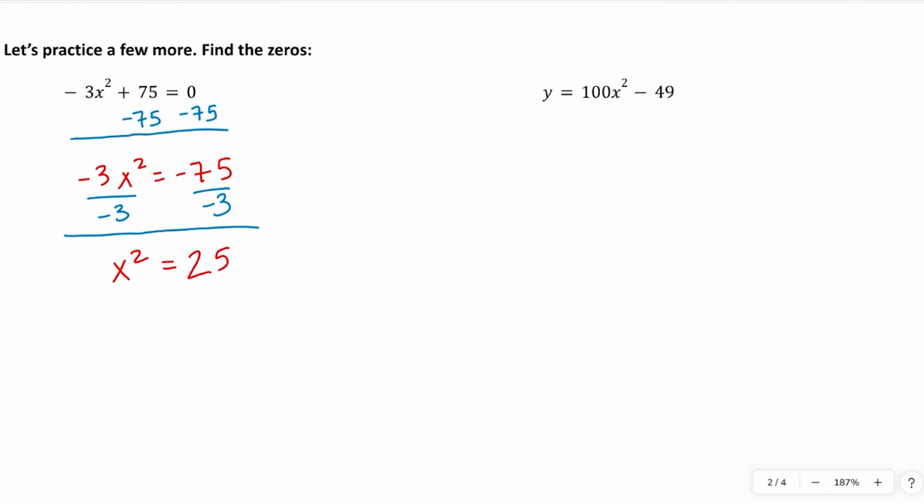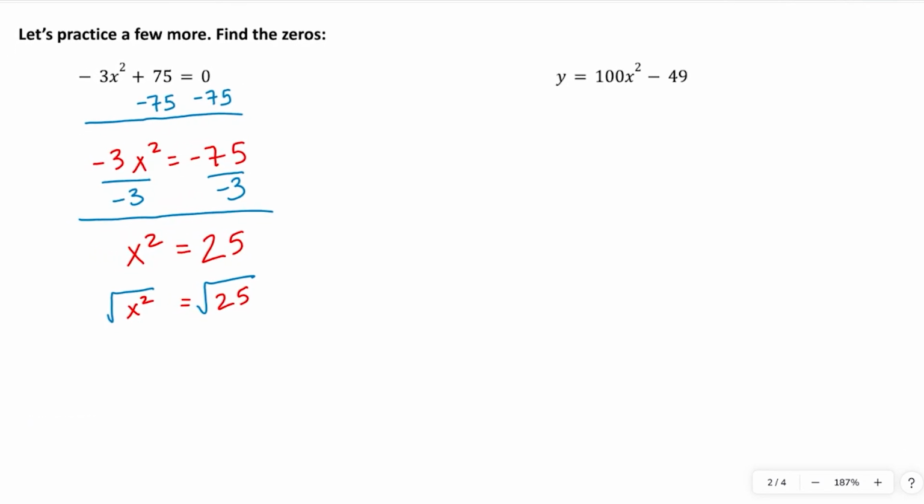But just to show these steps, and again, these next couple of steps you can usually get away with not writing, I really just want to show you where all this is coming from. Make sure you have a more conceptual understanding. So the square root of x squared is the absolute value of x, and the square root of 25 is 5. So the absolute value of x is 5. That means that x could be either positive or negative 5.